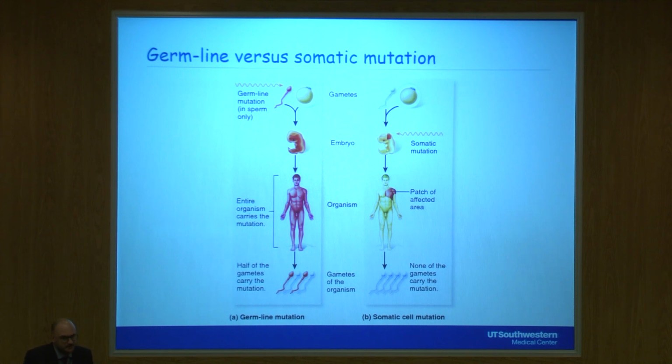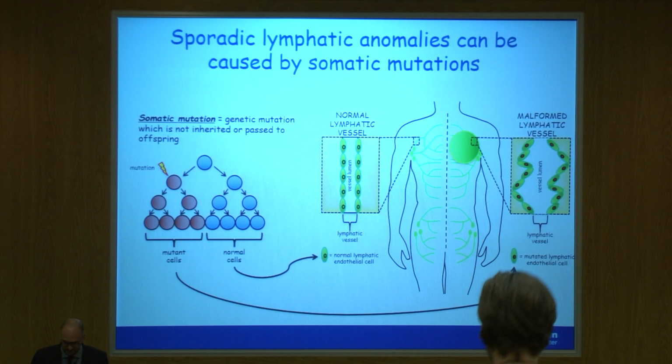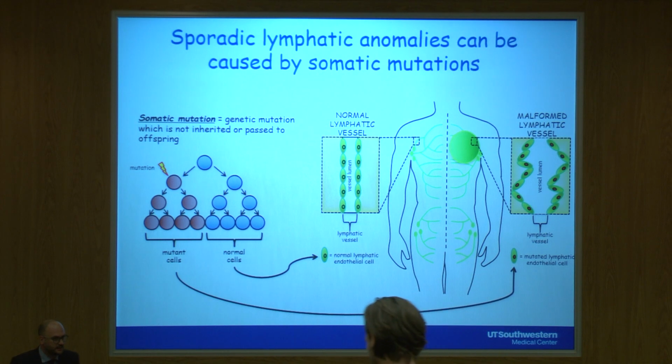And there's evidence coming out now that some sporadic lymphatic anomalies are caused by somatic mutations, not germline mutations. And when sporadic lymphatic anomalies occur, we think that the mutation occurs in the lymphatic endothelial cells, the cells which make up lymphatic vessels.